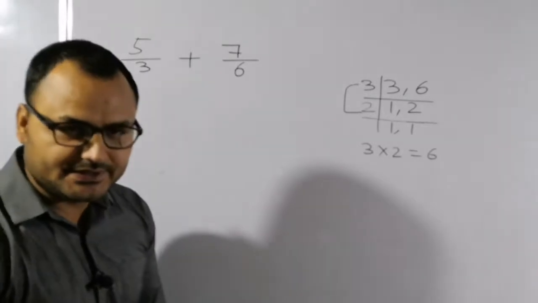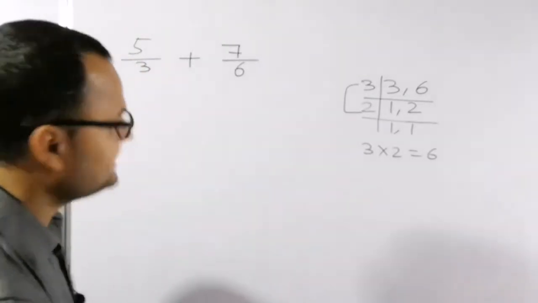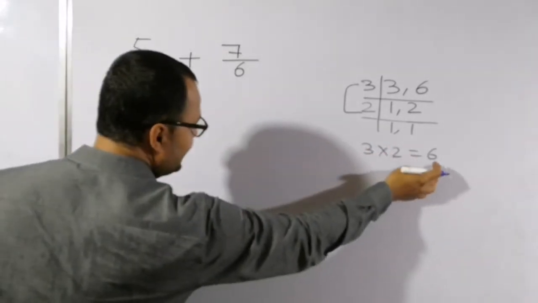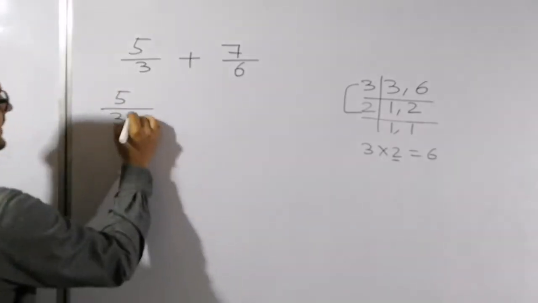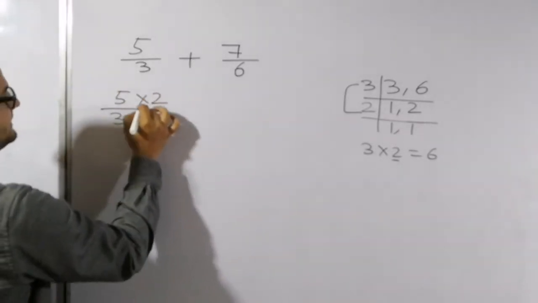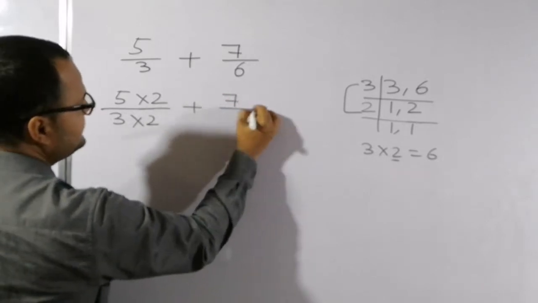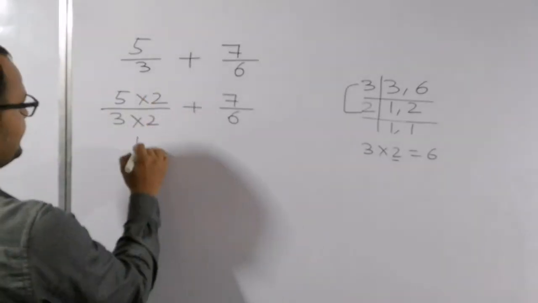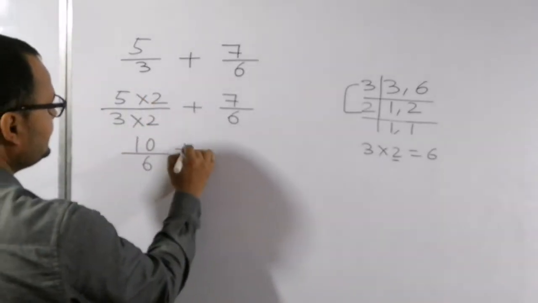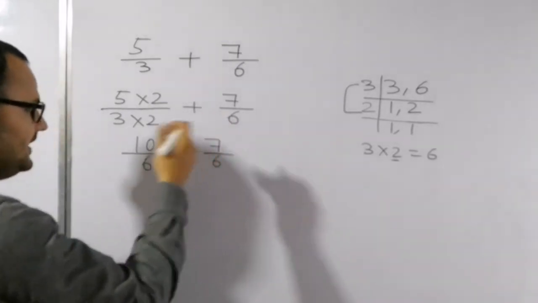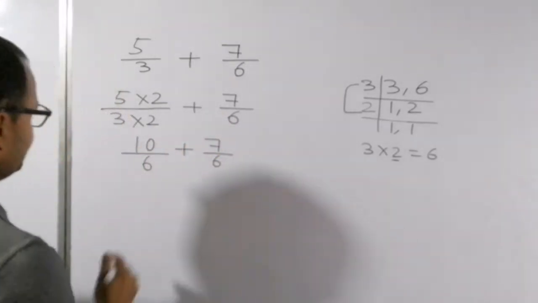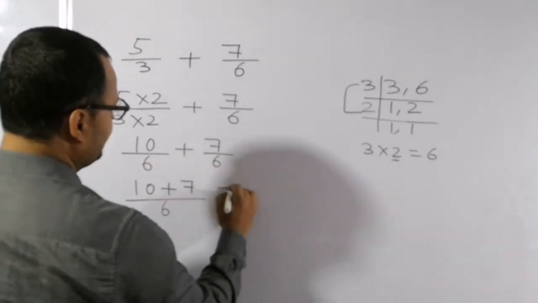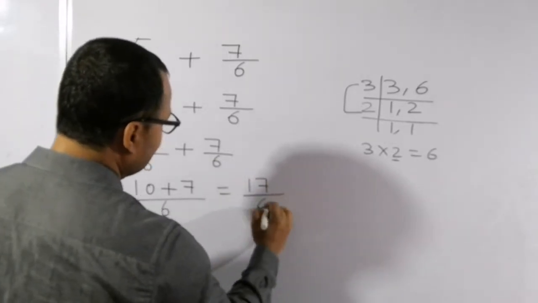So we have to convert the denominator to 6. So 5 by 3, now I have to convert 3 to 6. Simple, you can see here, into 2. If I do into 2, I will get 6. And this is already 6, the denominator, so no need to make any changes. Now 5 into 2, I got 10 by 6 plus 7 by 6. Now the same thing, they became like fractions. So add the numerators, 10 plus 7 by 6, I got 17 by 6.